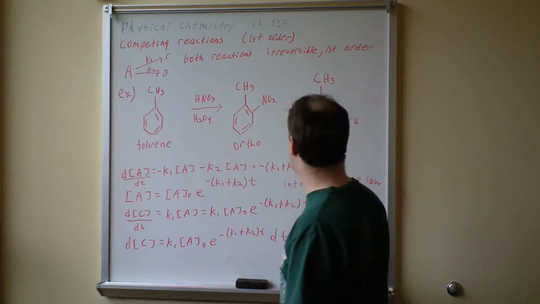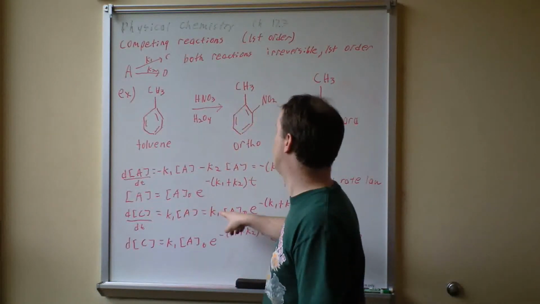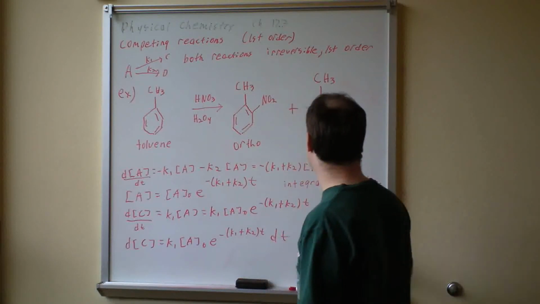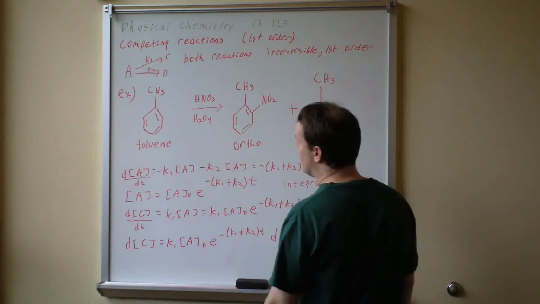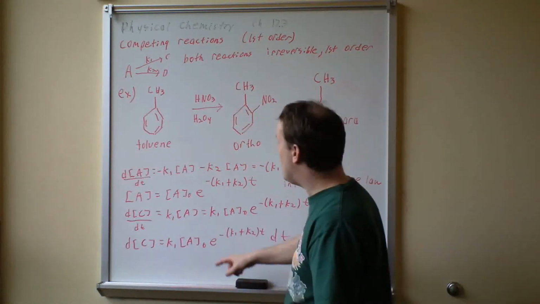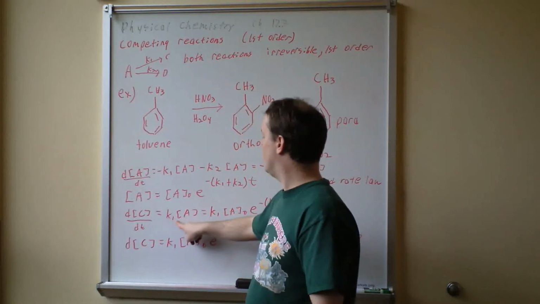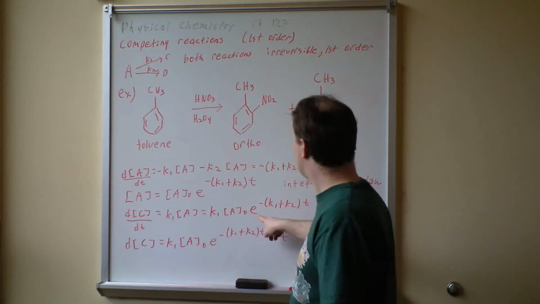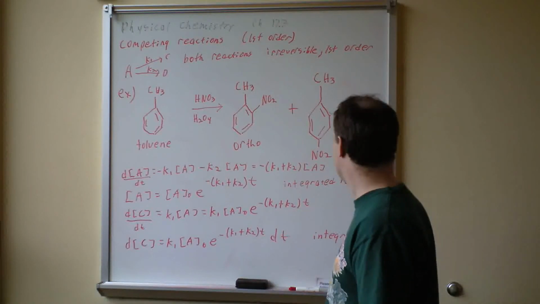So just integrating that isn't really too hard. You just get the concentration of A is equal to the initial concentration of A times e to the minus (K1 plus K2) times t. This is the integrated rate law, but only for our substance A, of course. So what about concentration of C over time? Well, the derivative of concentration of C with respect to time is just K1 times A. So then we could just get K1 times A naught times e to the minus (K1 plus K2)t.